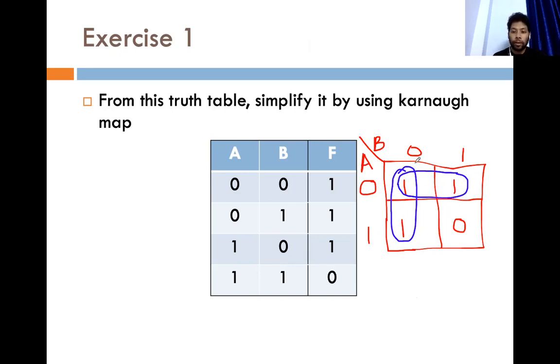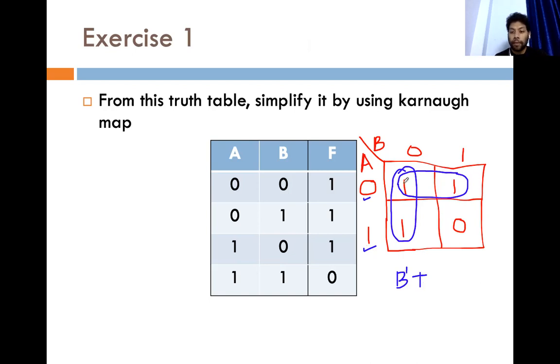Now let's have a look at this vertical grouping that I did. Let's check the values. Now look at A. A is 0 out here. A is 1 out here. But what is the value of B throughout? The value of B is B dash, 0. So I will write B dash. Since it is sum of products, I will write a plus.